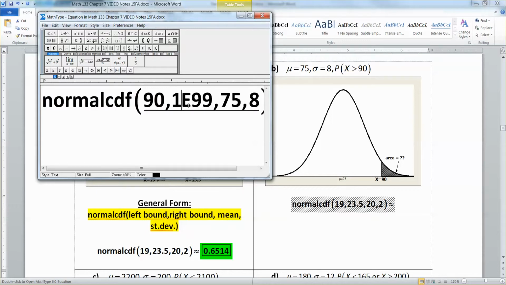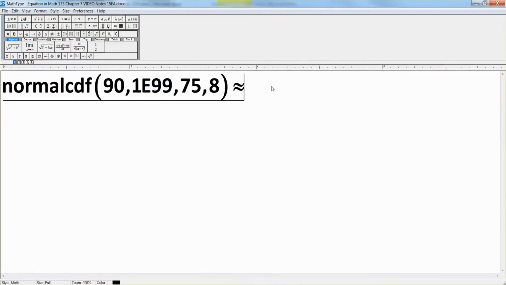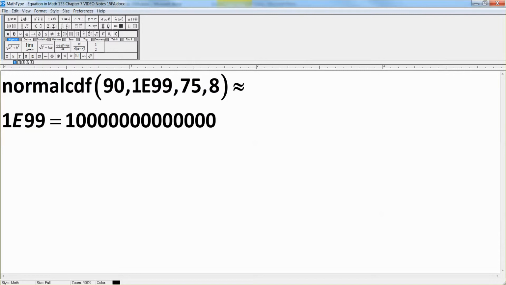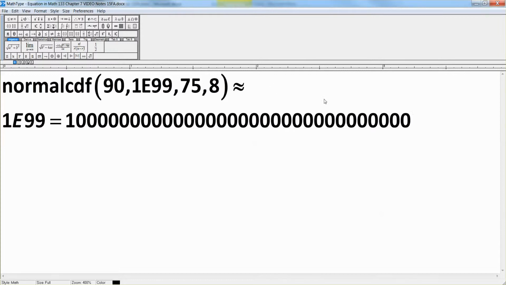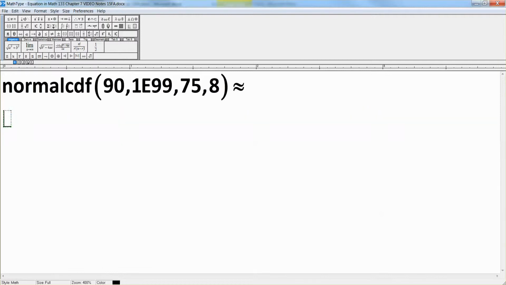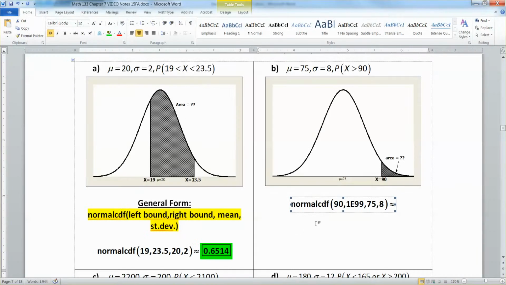Now 1E99 is going to stand for 1 followed by 99 zeros. Let me just show you what that would look like for a second. 1E99 is 1 and then, right, 99 of these things. So it's really, really, really huge. It's way bigger than that, but I just got tired of pressing the 0 button, right? So what you're doing is having it stand in place of infinity, right?